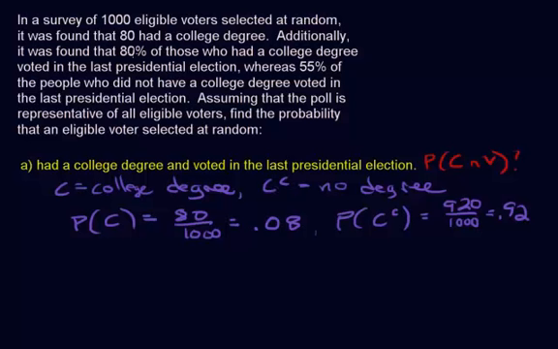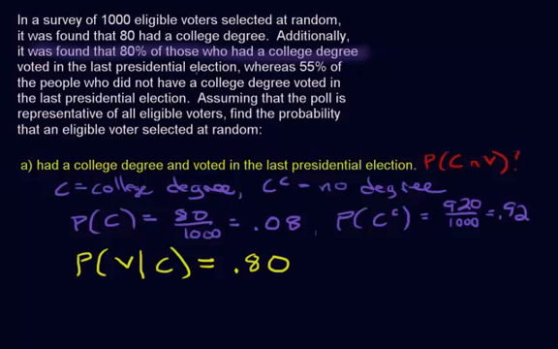But the trick is what does this information right here mean? Found that 80% of those who had a college degree voted. So what does that mean? In notation form, what that says is that the probability that they voted given they had a college degree. So it's not just the probability that they voted, it's the probability that they voted given, because again it says of those who had a college degree. So the probability that you voted given you had a college degree is 80%.